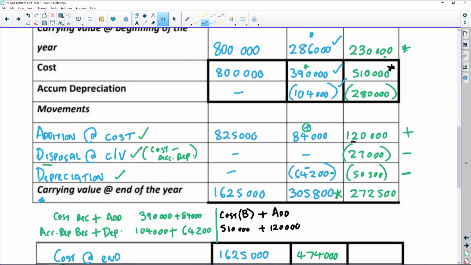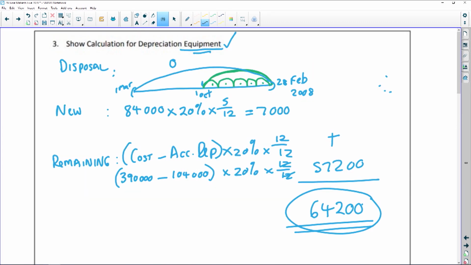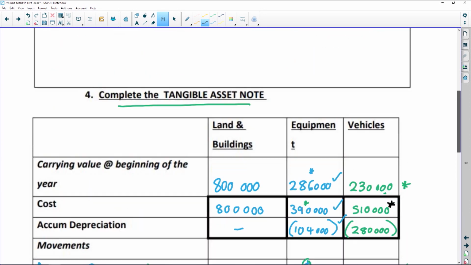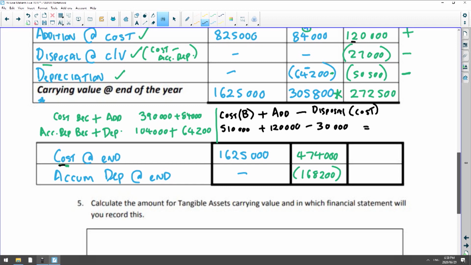Now what do I need to subtract? Because there was an asset disposal, I've got to minus the asset disposal cost. Please remember it is the cost that you are subtracting. If we go back to our asset disposal account, the cost of this vehicle that we purchased was 30,000, and because we're now getting rid of this asset, we need to minus that 30,000 from our calculation. That gives us a cost at the end of the year.